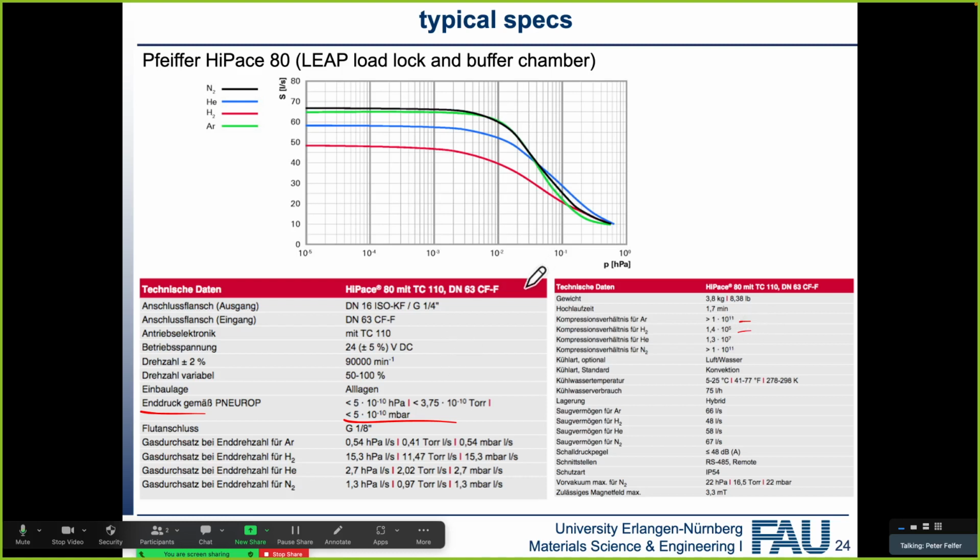Remember, it's a differential pump. So what we do, for example, in one of our systems is back a turbo pump with another turbo pump. Then you can go to even lower pressures than that.